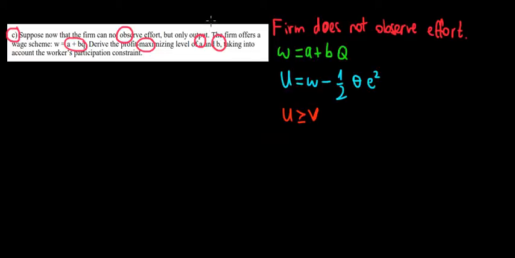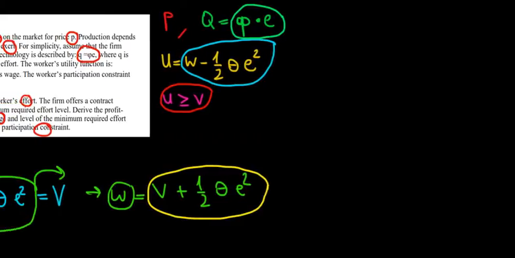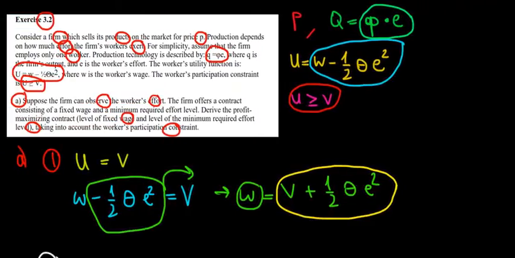Before solving this, we have to understand the intuition, and the key point in this question is that the firm does not observe effort. Now, what does that mean? We're going to compare this with the previous two videos. In the previous video, when we started, the firm was observing effort, if you recall. It said somewhere over here, suppose the firm observes the worker's effort.